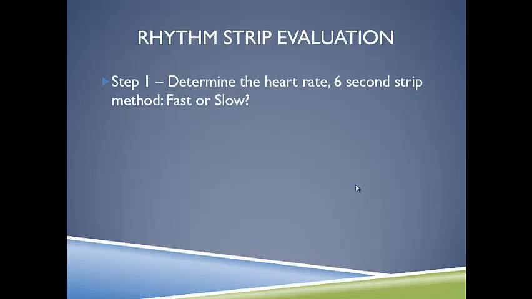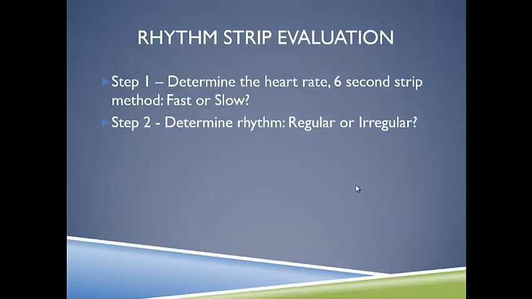So, how are we going to tell if we have a normal sinus rhythm or a dysrhythmia? We're going to go through a rhythm strip evaluation. In class, I will give you some sample rhythm strips to practice, and hopefully we'll be able to practice in class together a little bit. Step 1 is you need to determine your heart rate. Is it fast or slow? Get a 6-second strip and look and count.